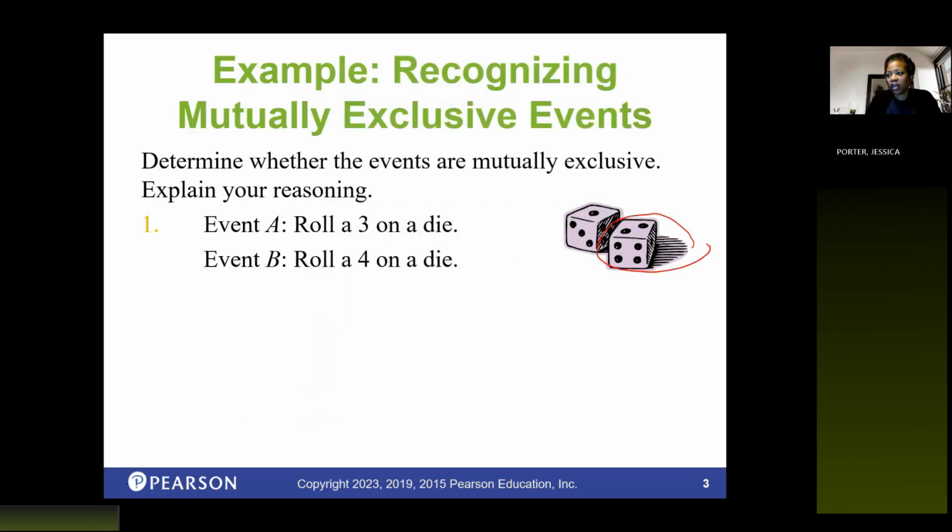All right. We're going to determine whether these events are mutually exclusive. Explain your reasoning. Event A is rolling a 3 on a die. Event B is rolling a 4 on a die. Is this mutually exclusive, meaning they can't occur at the same time, or is this not mutually exclusive? What do you think?